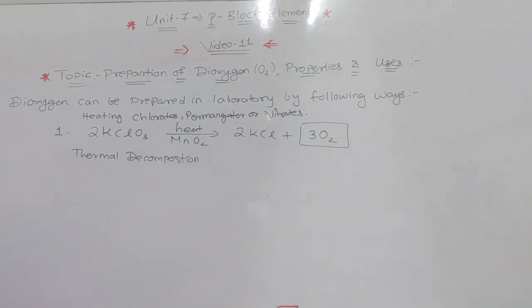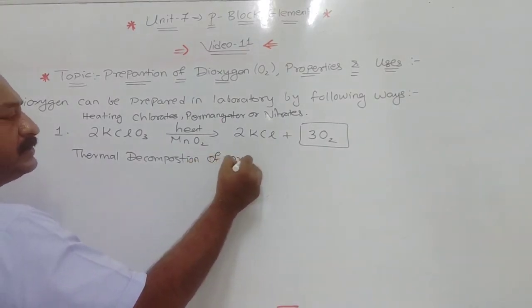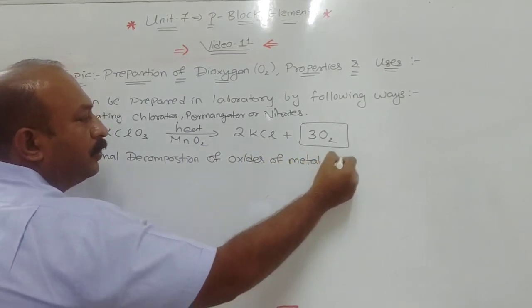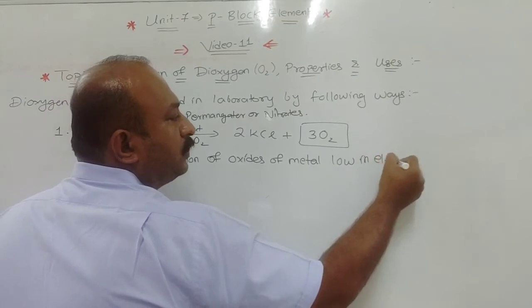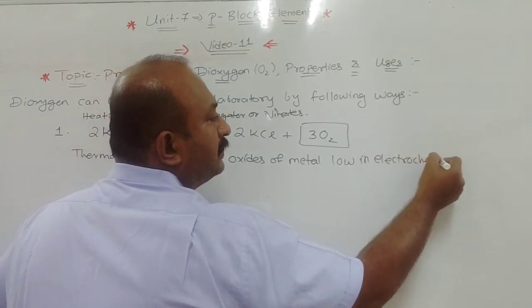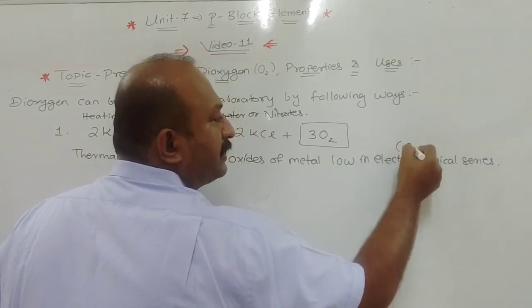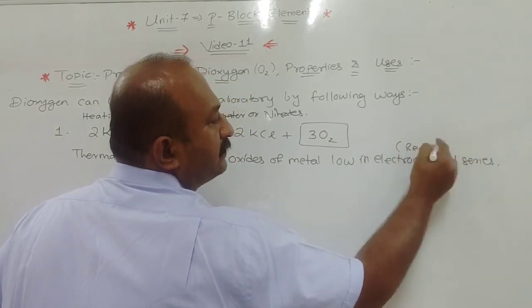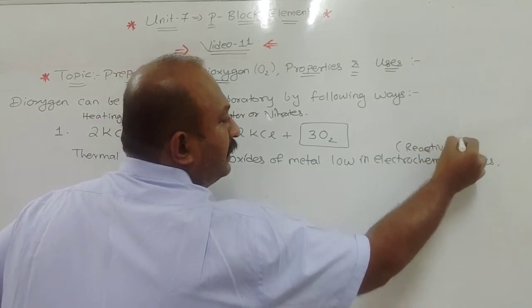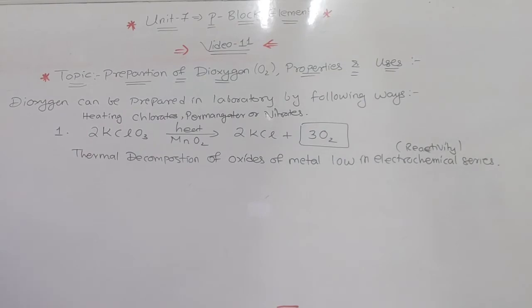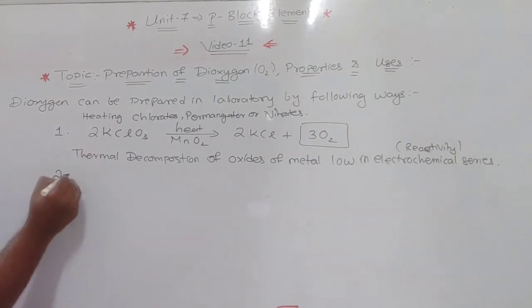Thermal decomposition of oxides of metal low in the electrochemical series. If you don't understand, low in the electrochemical series means low in reactivity. So the oxides of metals which are low in reactivity can be used to prepare dioxygen. That is the second method.